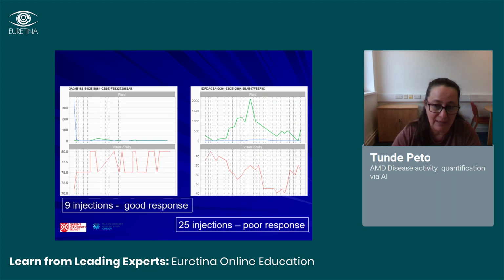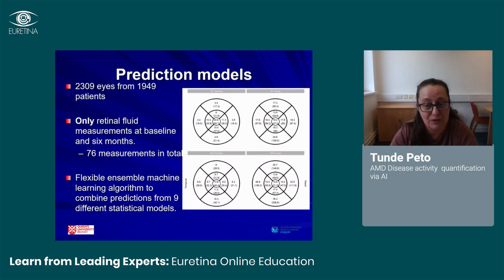The first patient on the left-hand side had 9 injections, had good response and no fluid and very good visual acuity, as shown on the top and the bottom panel. But the second patient started exactly from the same place and had 25 injections and poor response. So analyzing both the data and the images will give us a lot more understanding as to why patients react differently to the same drug and what might be different in their makeup and AMD, just to be able for us to treat it.